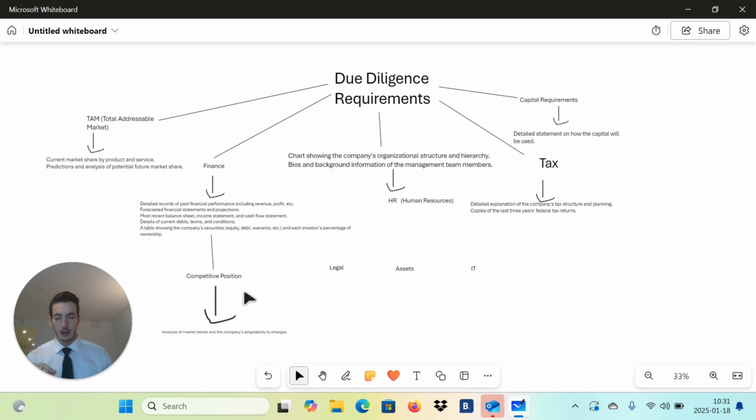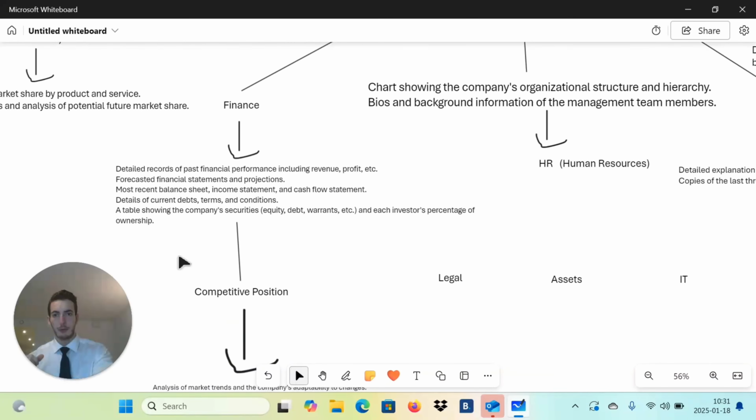Number two, finance. Detailed records of past financial performance, including revenue, profit, etc. Forecasted financial statements and projections, the most recent balance sheet, income statements and cash flow statements, details of current debts, terms and conditions. A table showing the company's securities, equity, debt, warrants, etc., and each investor's percentage of ownership. That's what you need to take a look at.